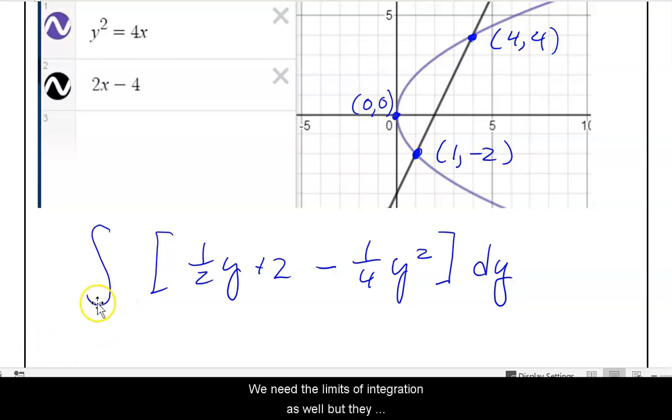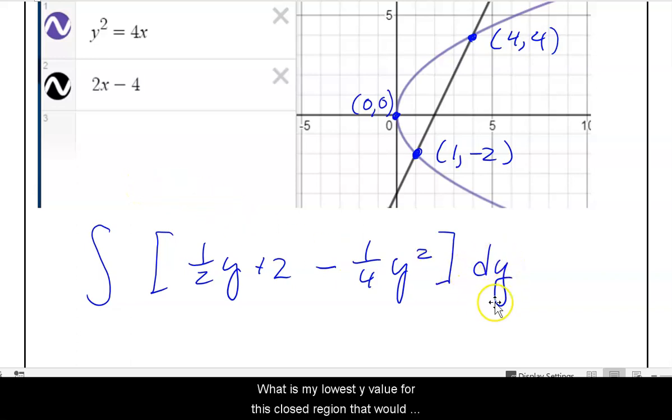We need the limits of integration as well, but they must correspond to the differential dy. That means they have to be y values. If we're looking at this region, it is always the slanted line on the right and always the parabola on the left. Therefore, I only need one integral. Big advantage over integrating with respect to x.